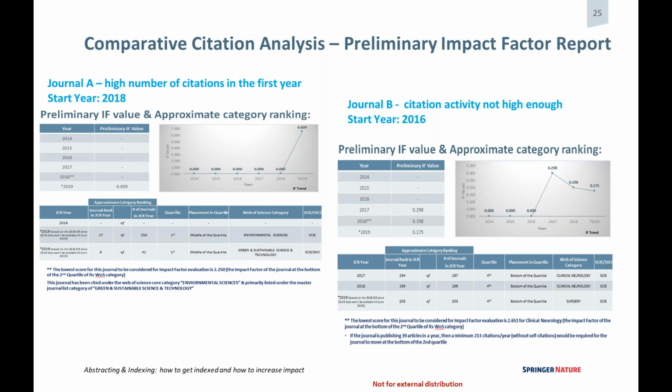Whereas journal B that you are seeing on the right-hand side has been publishing for quite some time. However, it is not yet selected for the impact factor database because that journal is still in the fourth quartile, at the bottom of the fourth quartile. I think it is the last one in that subject category. And therefore, until journal B moves into Q1 or Q2, it is not going to get an impact factor.